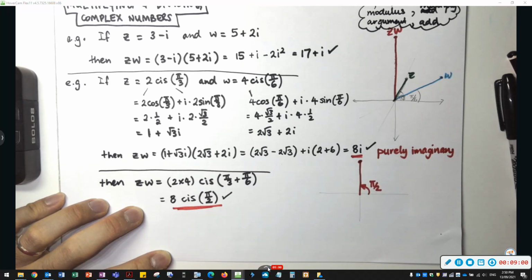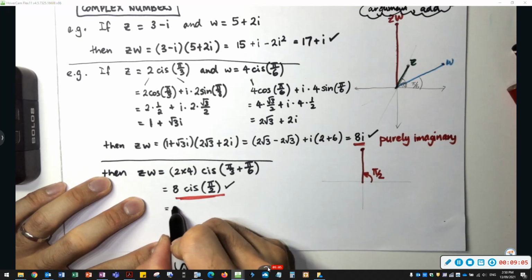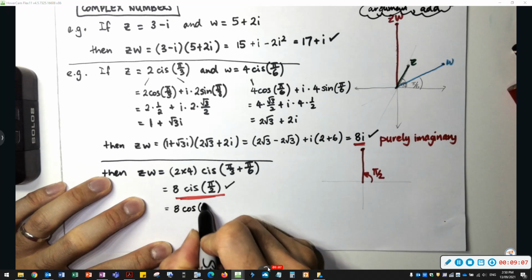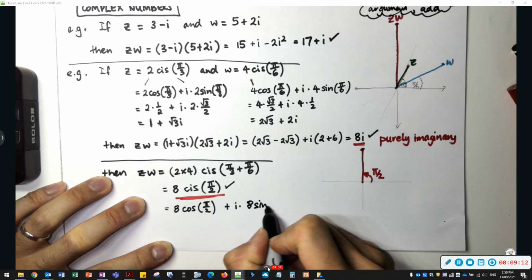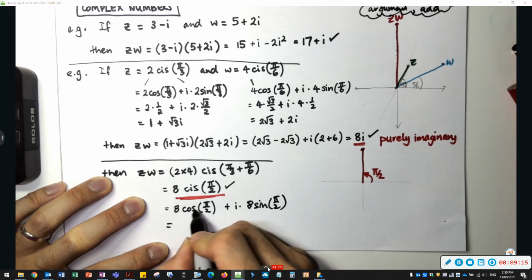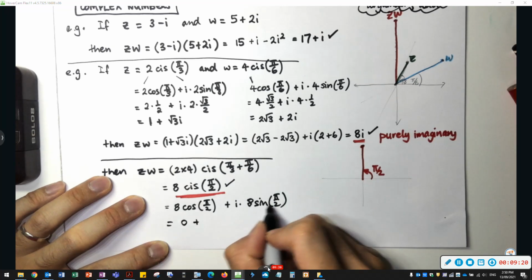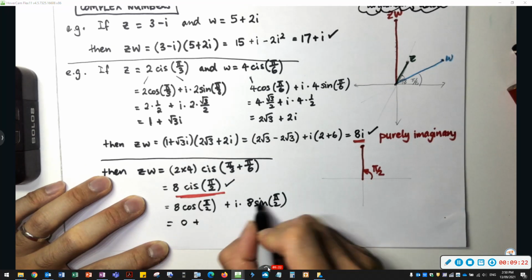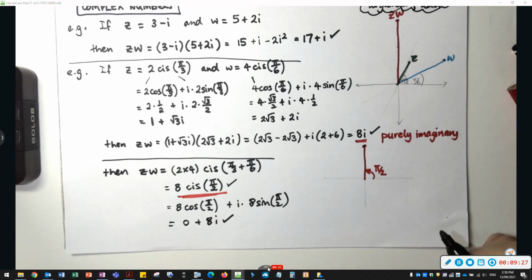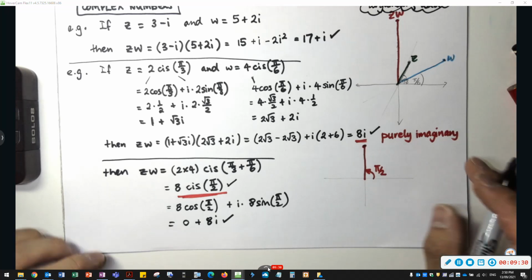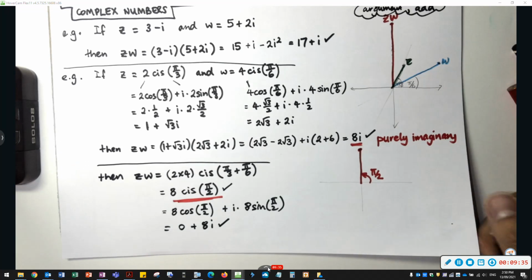Interesting, isn't it? So on this point here, if you didn't see that, you could still expand it. So you could write 8 cos pi on 2 plus i times 8 sine pi on 2. Cos of 90 is 0. And then sine of 90 is 1. So you've got 8 times 1, which is 8. Okay, so that's another way to confirm. Alright, let's write these as a summary of the properties for multiplying.